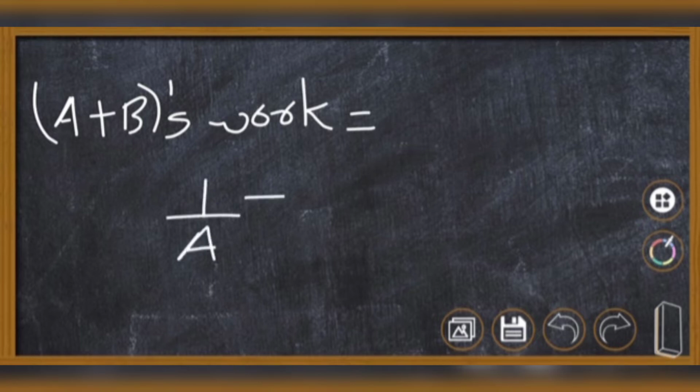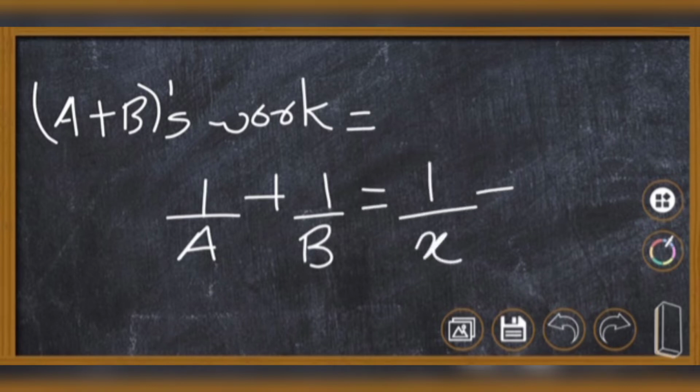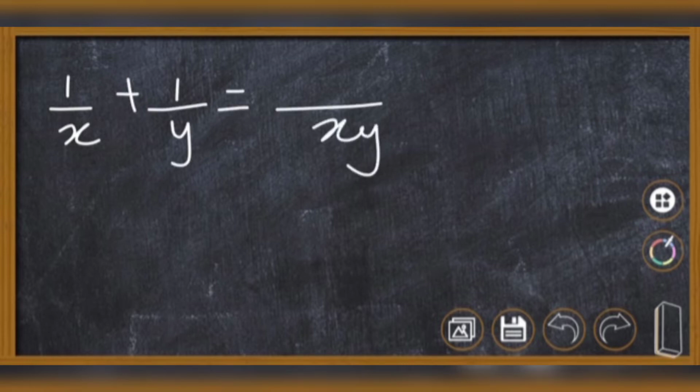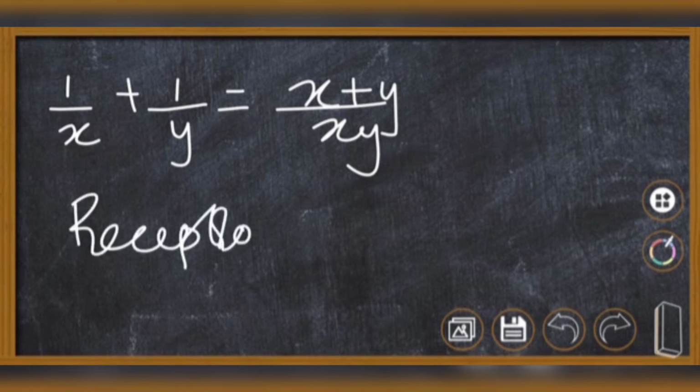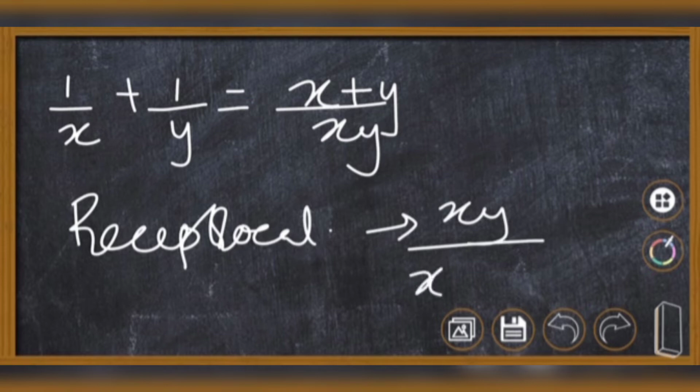So we know A's work is 1 by x and B's work is 1 by y in a day. So in a day they can complete together 1 by x plus 1 by y. That will be 1 day's work of A and B. 1 by x plus 1 by y, taking the LCM, is x plus y by xy. So the time taken for the whole work will be the reciprocal of this, that is xy divided by x plus y.